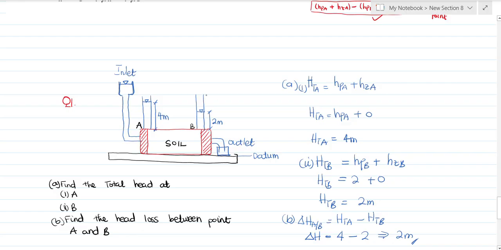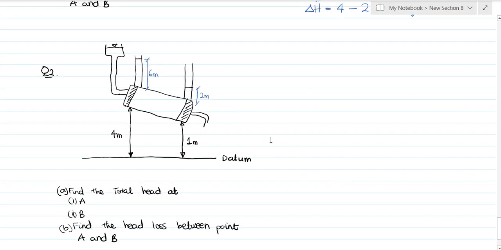So this is the head loss, meaning that when water was at A, it had an energy of 4. And when it got to B, it got to 2, meaning that 2 has been lost. So it makes sense. So yes, that will give us the head loss. Let's take another example.